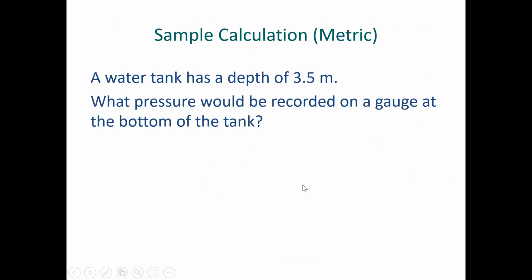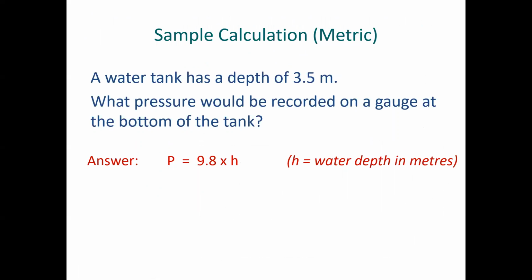So let's try a couple of examples. This one says we have a water tank and the depth is 3.5 meters. What is the pressure at the bottom of the tank? We just grab our formula. Pressure equals 9.8 times height. We type in 3.5 meters, and 9.8 times 3.5 is 34.3 kilopascals. Okay, so that's a super easy one. The questions aren't quite always that simple, and most of the questions that I'll give you on a test are going to involve a diagram of some sort, so you may have some interpretation to do, and I'll show you an example or two in a moment.